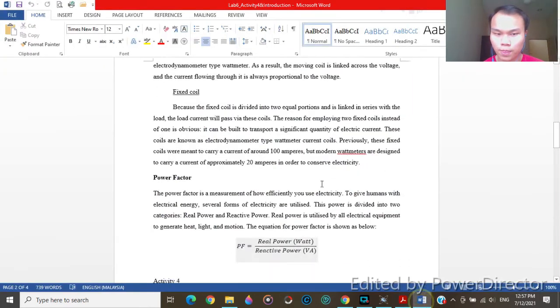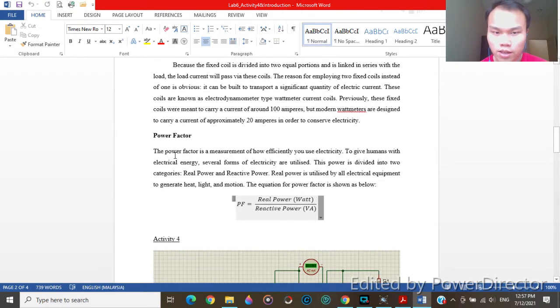The power factor is a measurement of how efficiently electricity is used. It is the real power divided by the apparent power, so you can get 1.0, which is the best power factor, the unity power factor.